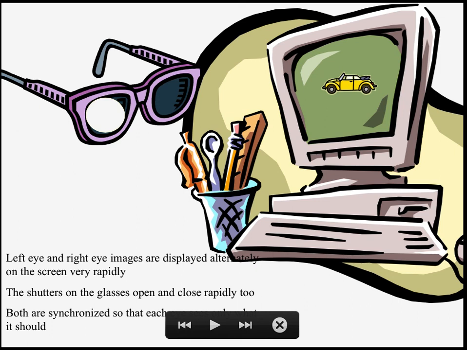Okay, so the glasses are synchronized then with the screen. There's software that interacts with the glasses so that the screen and the glasses are synchronized, and each eye then only gets a separate image.